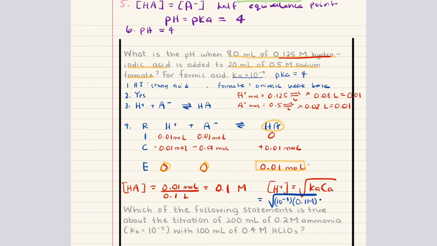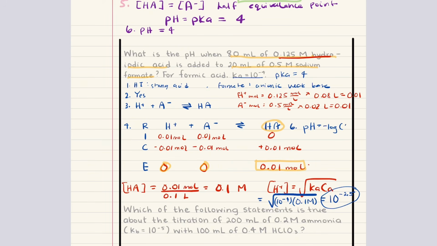We multiply those together. That's equal to 10 to the negative 5. We've got to take the square root of that. So the square root of 10 to the negative 5 is going to be equal to 10 to the negative 2.5. Now we can move into step 6, where we finish the calculation and do a quick sanity check.